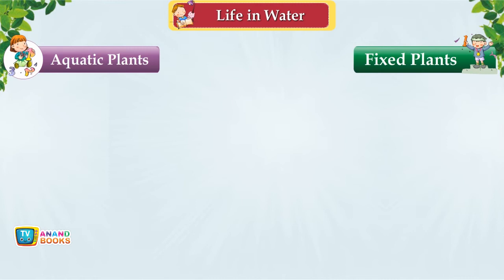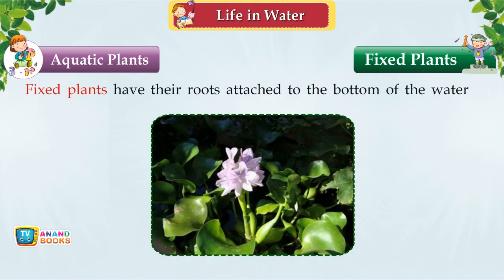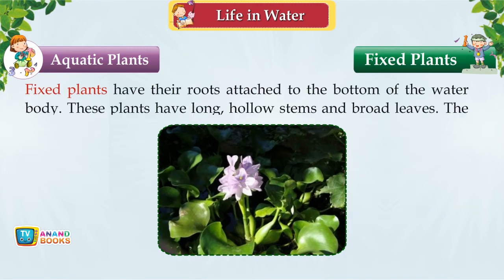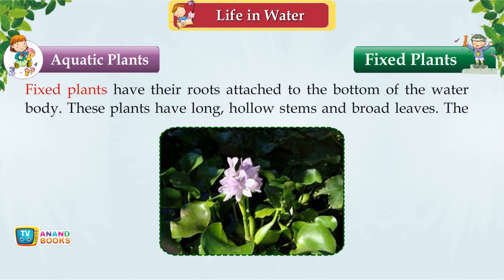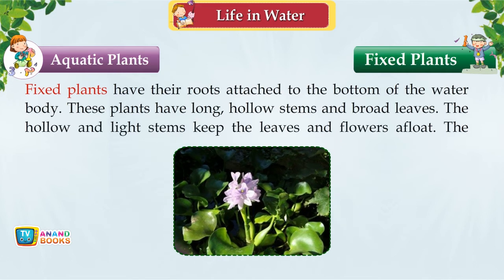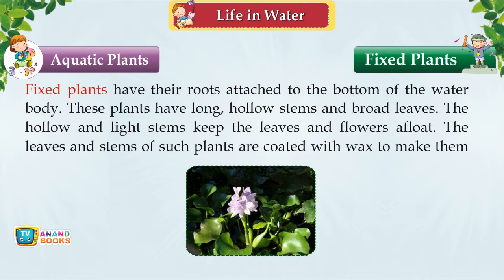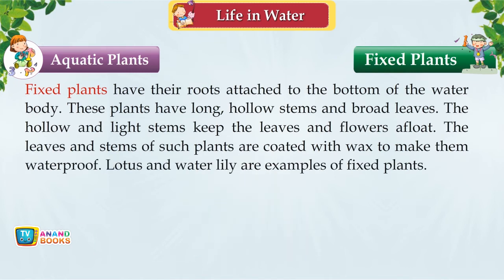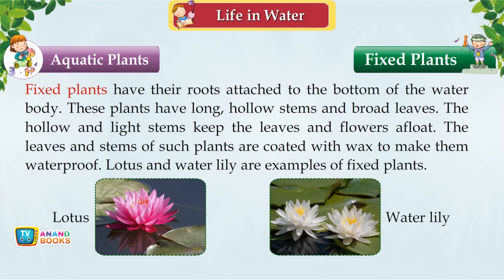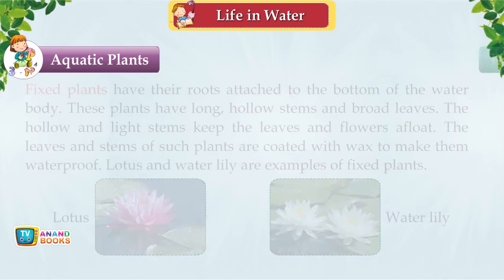Fixed plants. Fixed plants have their roots attached to the bottom of the water body. These plants have long, hollow stems and broad leaves. The hollow and light stems keep the leaves and flowers afloat. The leaves and stems of such plants are coated with wax to make them waterproof. Lotus and water lily are examples of fixed plants.